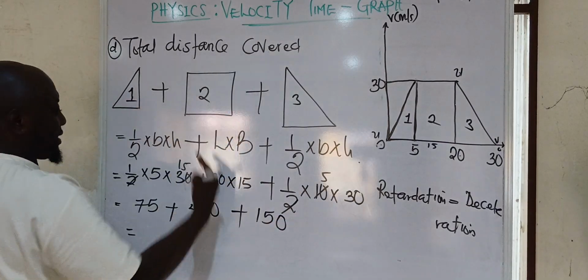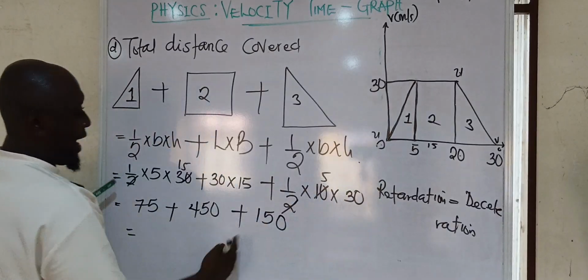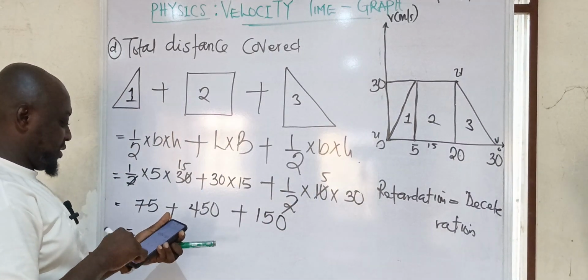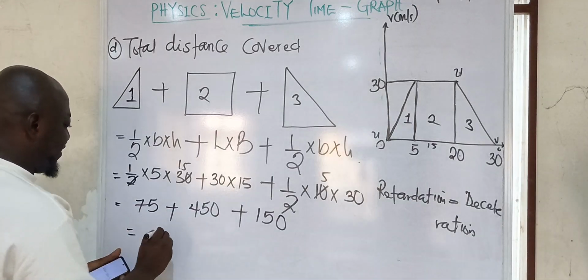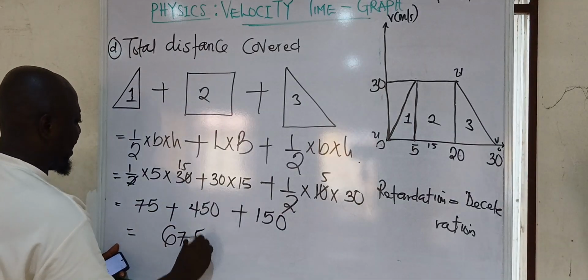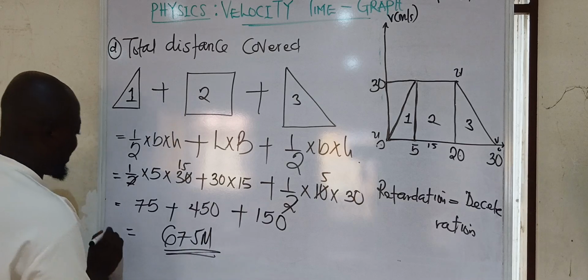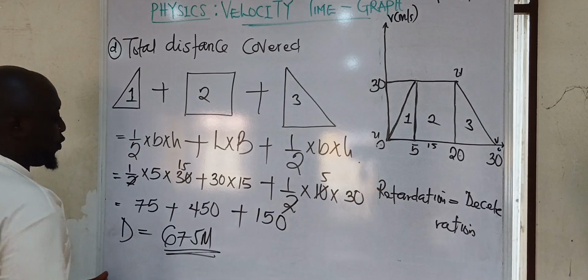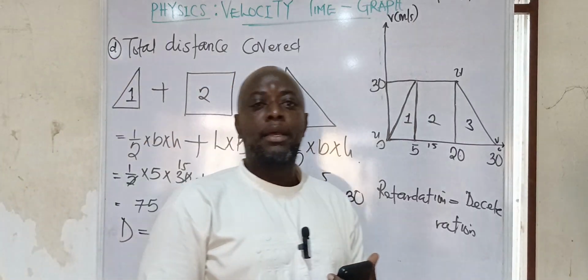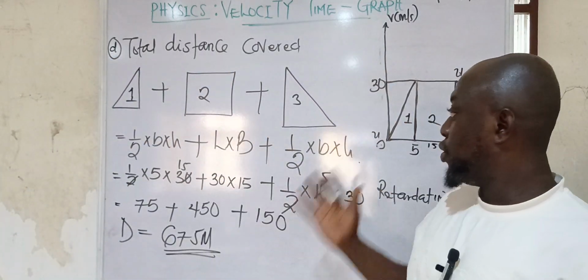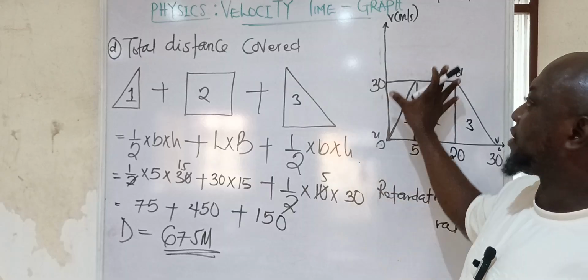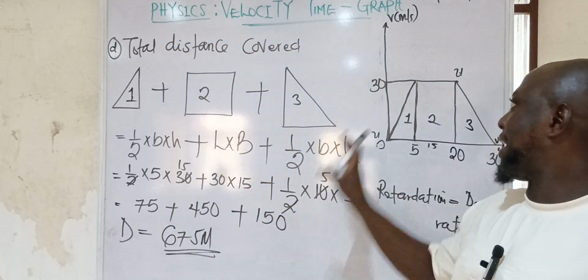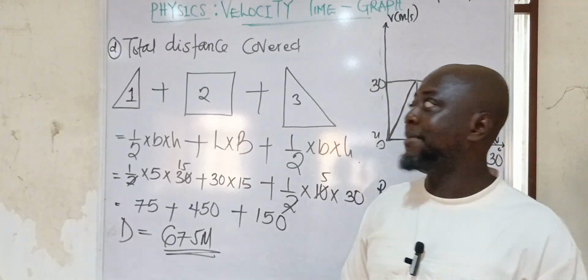So the total distance, that means addition of all the 3 diagrams, will give us this plus 150 plus 75. I have it here to be 675 meters. So this is the total distance, just like the distance we have just calculated. This is how this goes. So whenever you have to calculate total distance, you add up all the diagrams under the velocity time graph.